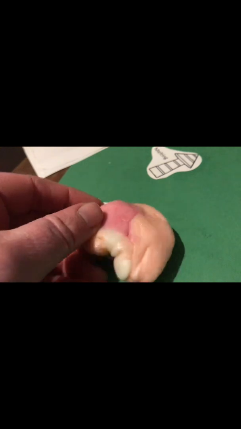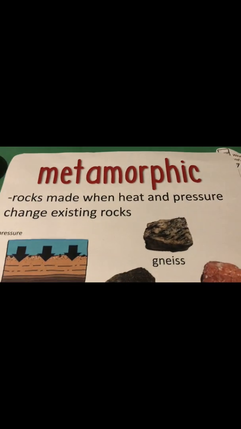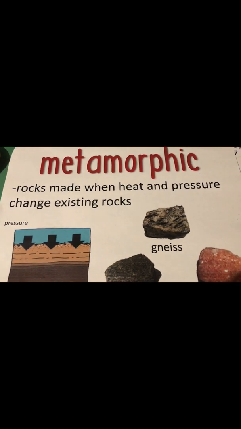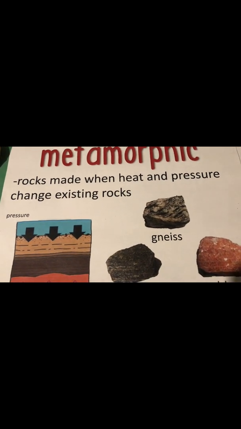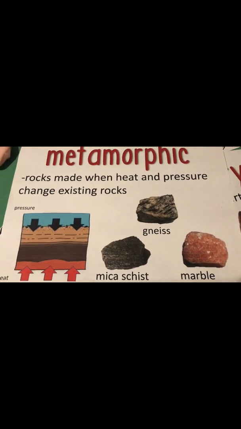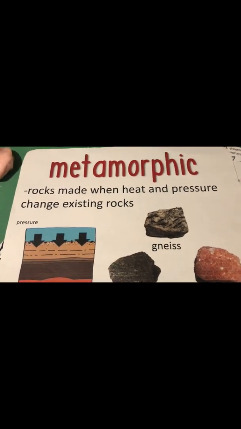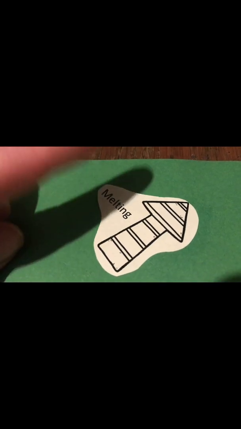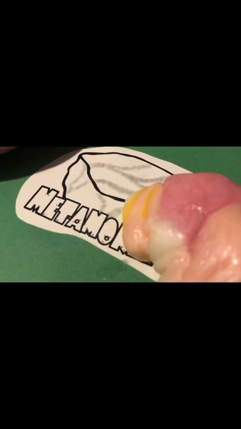Now, metamorphic rocks are rocks made when heat and pressure change existing rock. So things like marble. So, once the metamorphic rock is ready to change, it goes through a process called melting.